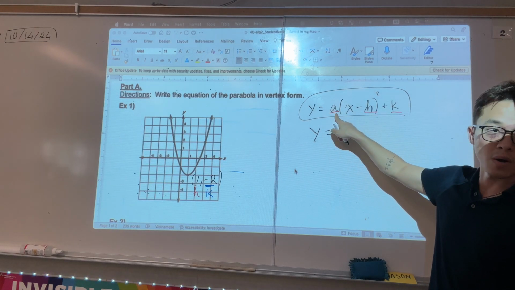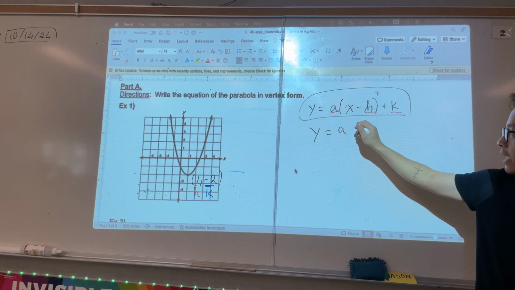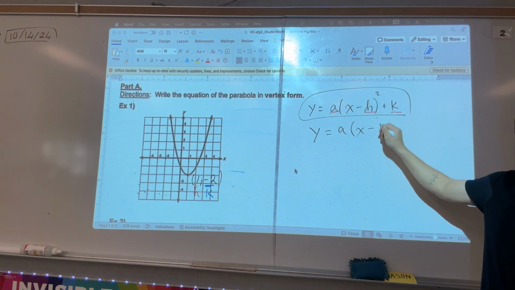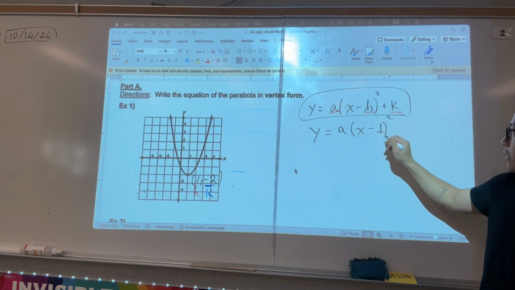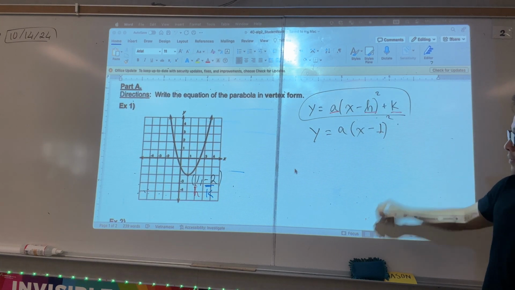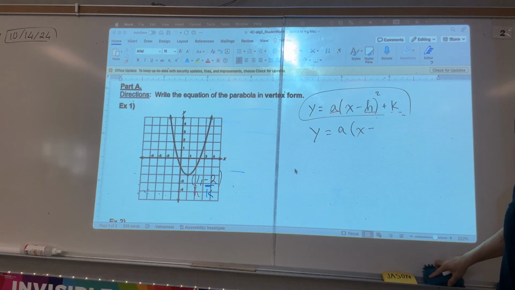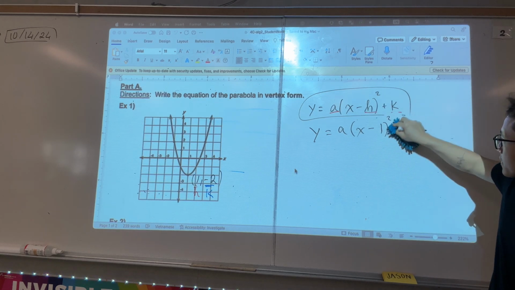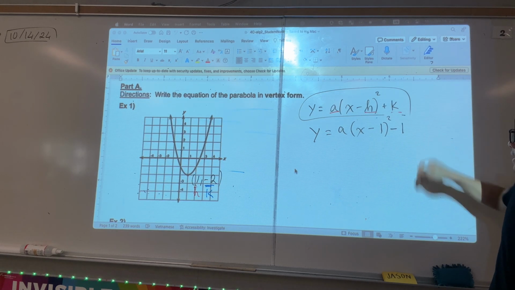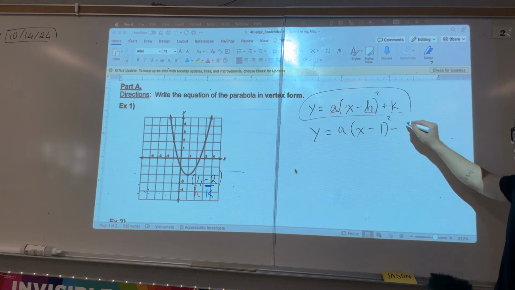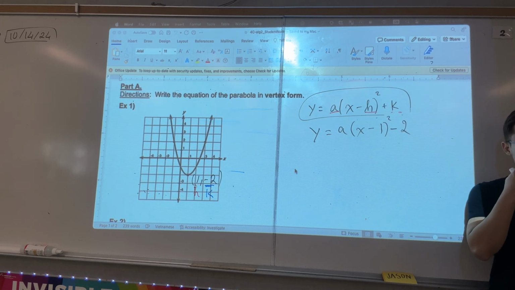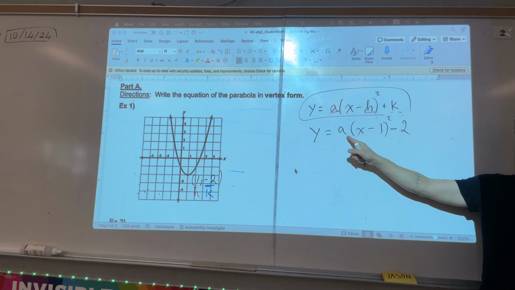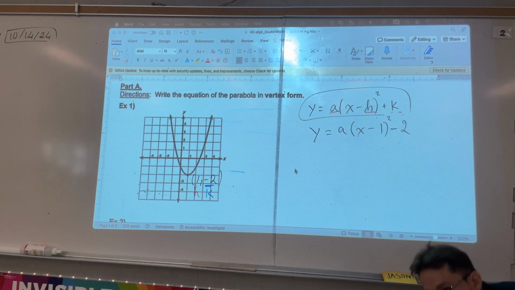So a we don't know, that's why I still write a. And then what next? x minus 1, parentheses, and then minus, and then negative 2. So minus 2, right? Very good. Let's give Joanna 1 point. You basically just plug it in. So we're like 80% done. The last piece of the puzzle is finding the a. How do we find the a?